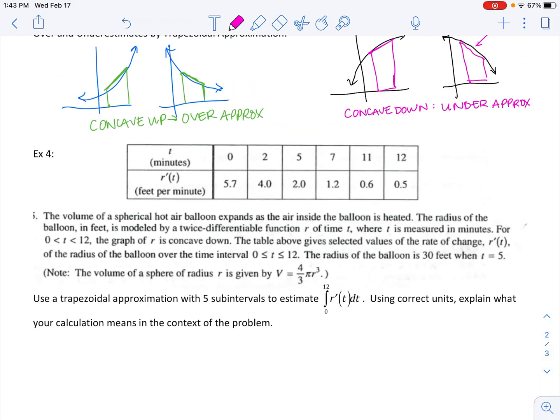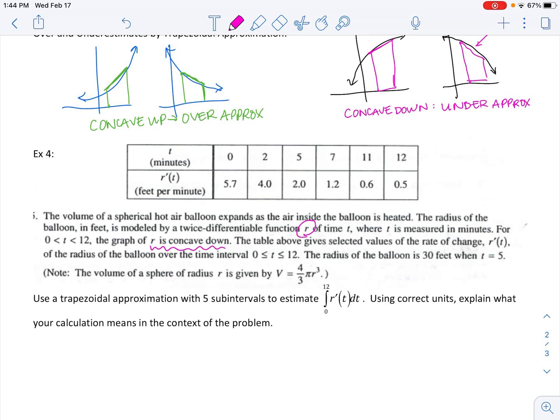Example 4, oh, adorable, a table of values, how shocking. This one gives us the volume of a spherical hot air balloon expands as the air inside the balloon is heated. Thanks, physics. The radius of the balloon in feet is modeled by a twice differentiable function r of time t, where t is measured in minutes. So again, this is telling us the radius is measured by r, but then if we keep reading, it says for 0 to 12 minutes, the graph of r is concave down. Okay, so they're probably telling us that so that we can know whether or not it's an over or under approximation.